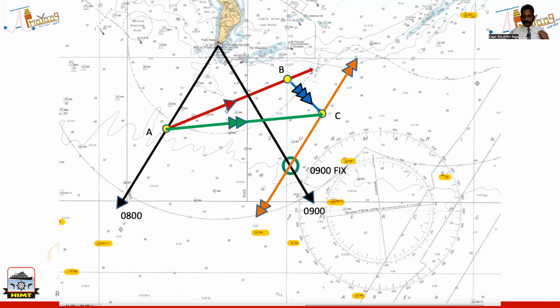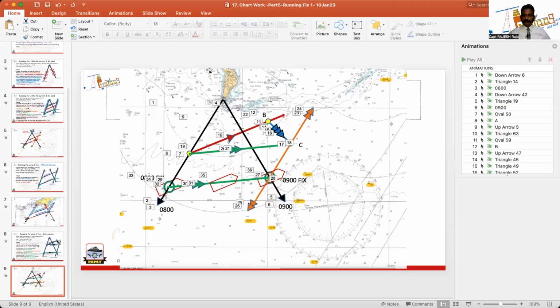Intersection is your fix. Here again, as I said, be careful. Please transfer only CMG because the vessel's position is always on the CMG track. And you are here at 8 o'clock. So what was the vessel doing? The vessel was steering 060 like this, but it was being pushed by the current, so it had a different CMG track. So this is what we call a running fix.